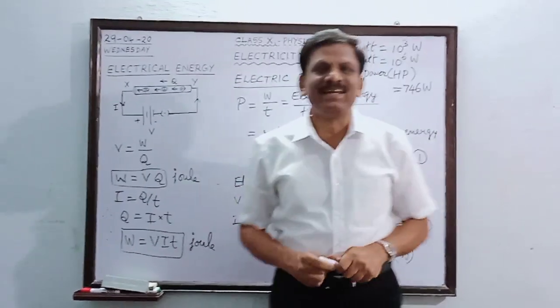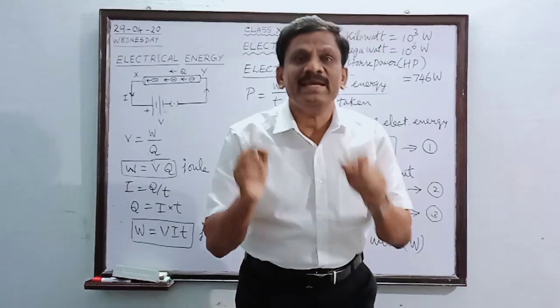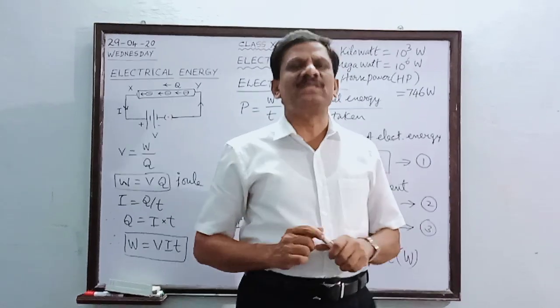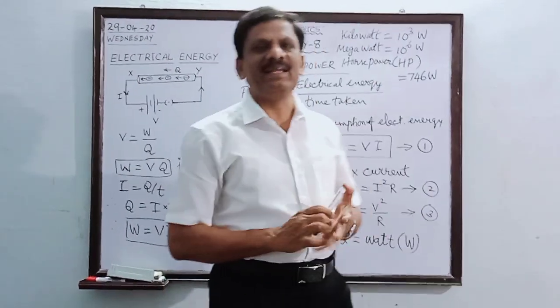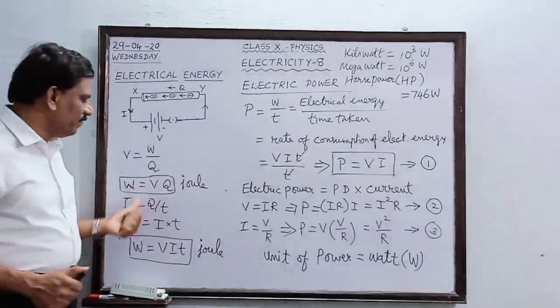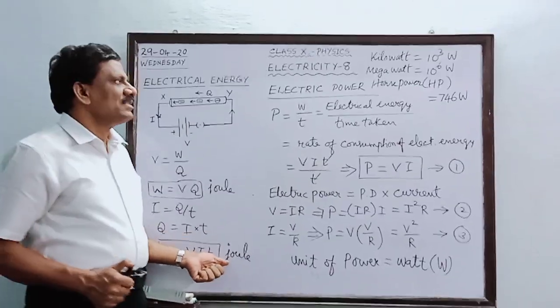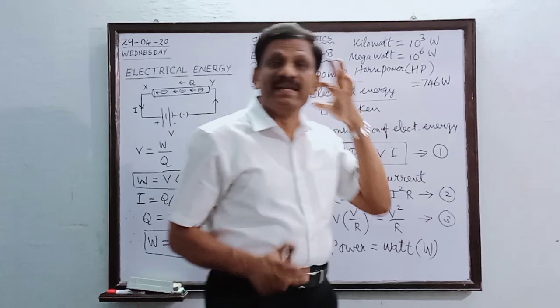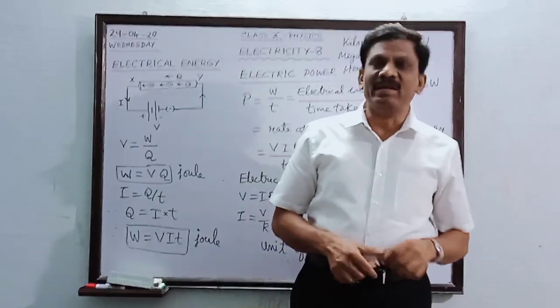Okay, students, have you understood the two definitions and expressions we have studied today? One is what? Electrical energy. Electrical energy is defined as the work done in moving Q coulomb of charge from one end to the other end of the conductor. And the expression for electrical energy is given by W is equal to V into Q, or W is equal to VIT joule.